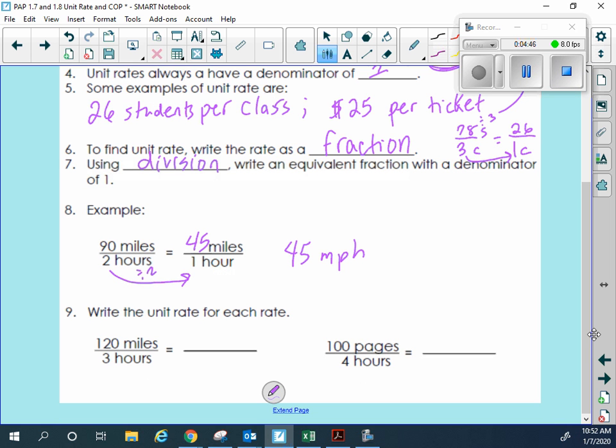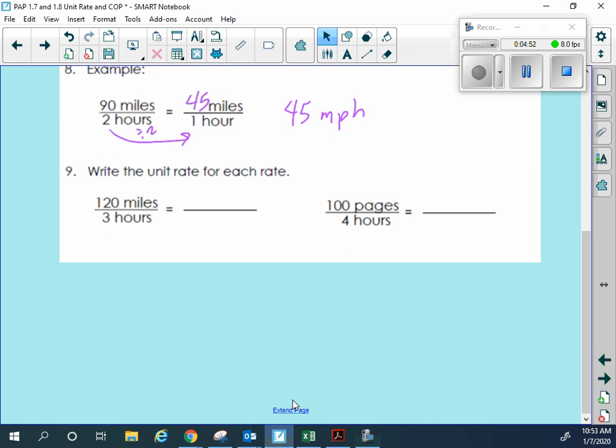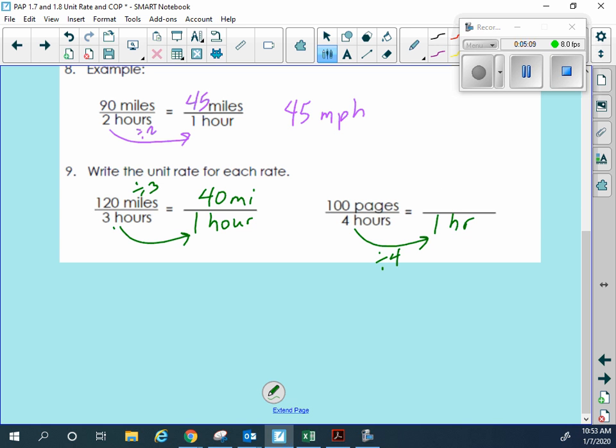Okay, so there are 2 for you to go ahead and do on your own. Take about 10 seconds to do those. Okay, on the first one, we're going to 1 hour, so you should have divided by 3, which would have given you 40 miles per hour. And again, we're going to 1 hour here. We should have divided by 4, which would have given us 25 pages per hour.